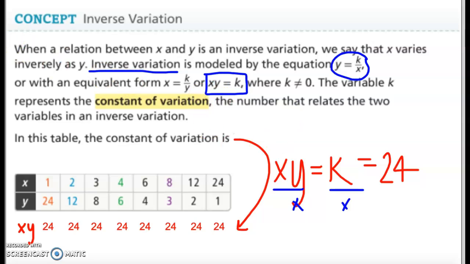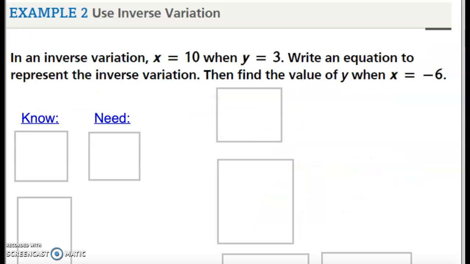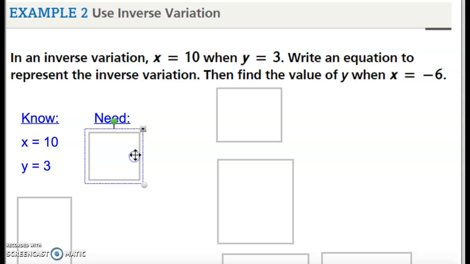Where this comes into play is doing this example. So when we go through, we're going to make a list of things I know and things I need. So it says, in an inverse variation, x equals 10 when y equals 3. I know that, right? So I can put that in my know list. Write an equation to represent the inverse variation. So that's the first part. And then find the value of y when x equals -6. I don't know what y is, but when x is -6, find y. That's what I need. This x and the y go together, and this x and the y go together.